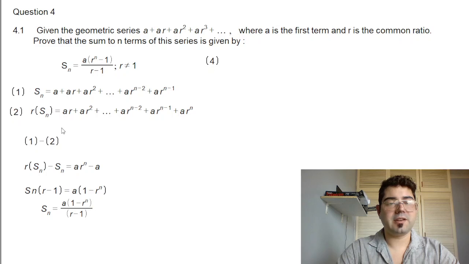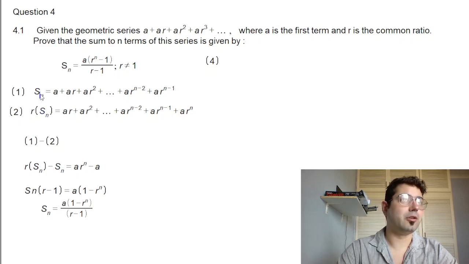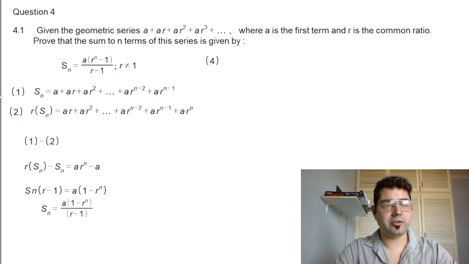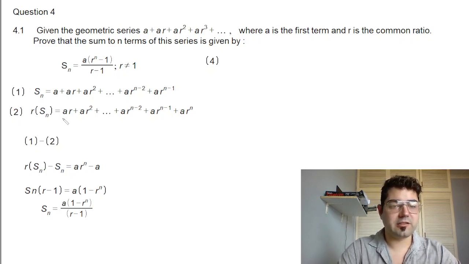Now the next thing to do is to subtract them, and for this configuration where it's r minus 1 and r to the n minus 1, you want to take the first equation and subtract the second equation from it. We take the left hand sides of both equations, r times Sn minus Sn, and then a bunch of terms cancel out when we subtract the two equations.